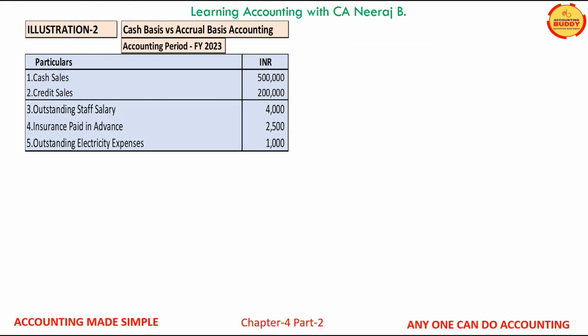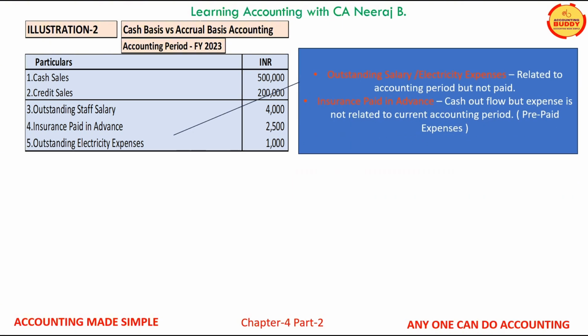Outstanding staff salary is 4,000 and outstanding electricity expenses are 1,000. While 2,500 has been paid as advance insurance, I sincerely hope we understand these terms. Yes, outstanding salary and outstanding electricity expenses means that these expenses are related to the accounting period but are still not paid till the end of the accounting period. Insurance paid in advance means amount paid for the future period and it is a prepaid expense.